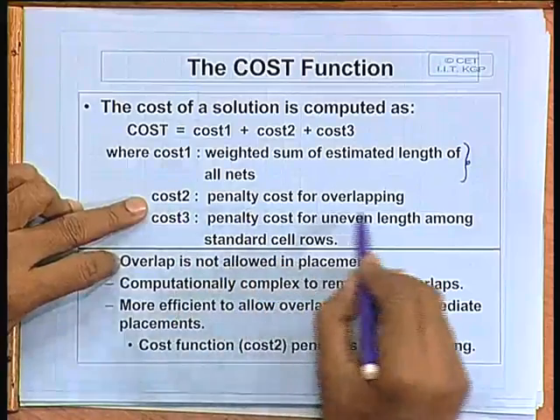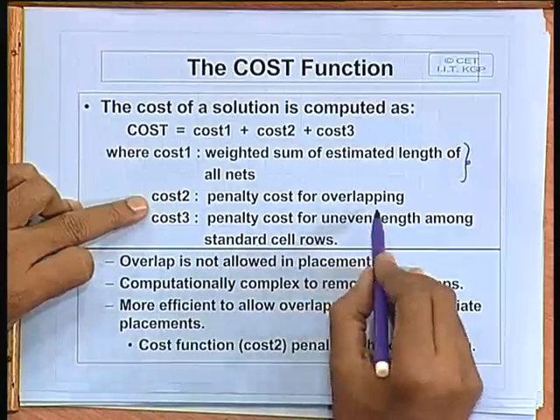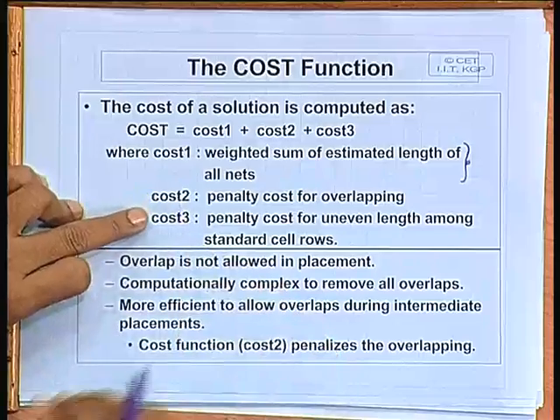Cost 2 is the penalty cost for overlapping. So, if there is an overlap, you incur a cost. But how do I find this cost? I have to actually find out whether overlapping has taken place. Yes, here for computing the cost, you have to check that. But while making the moves, you do not check that. But with every move I am calculating its cost. In a sense, for every move you have to calculate the cost.